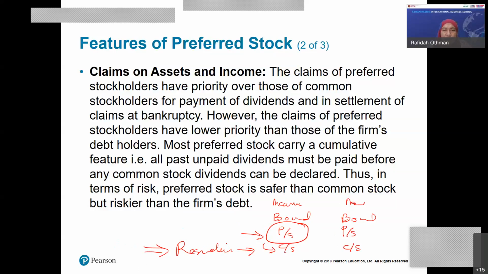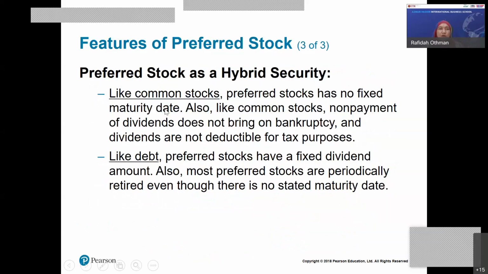That's why the common stockholder is the owner of the company, so they have the power to elect the board of directors. They have a voting right to elect the board of directors and the management team. Okay, so these are the features on the claim of asset, and preferred stock is also a hybrid security.